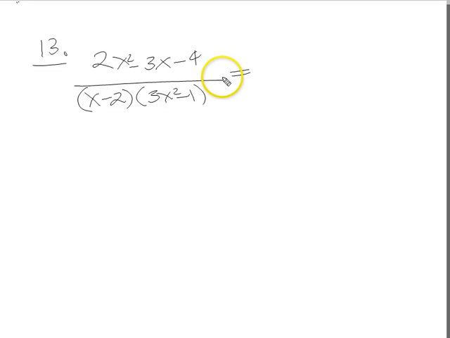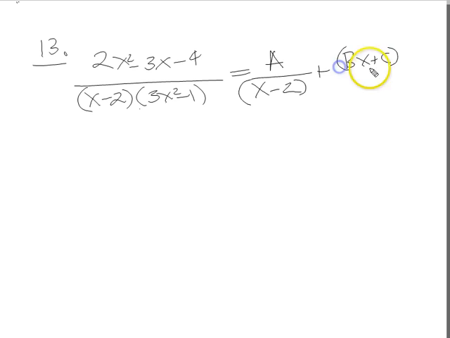Right guys, let's have a look at number 13 then. We've got 2x squared minus 3x minus 4 over a linear factor x minus 2 and then a quadratic factor 3x squared minus 1. So straight away we can write, to express that in partial fractions, it will be A over the linear factor, won't it? Plus, and then it's Bx plus C. More than one term, so put a bracket on that at the outset, over 3x squared minus 1.